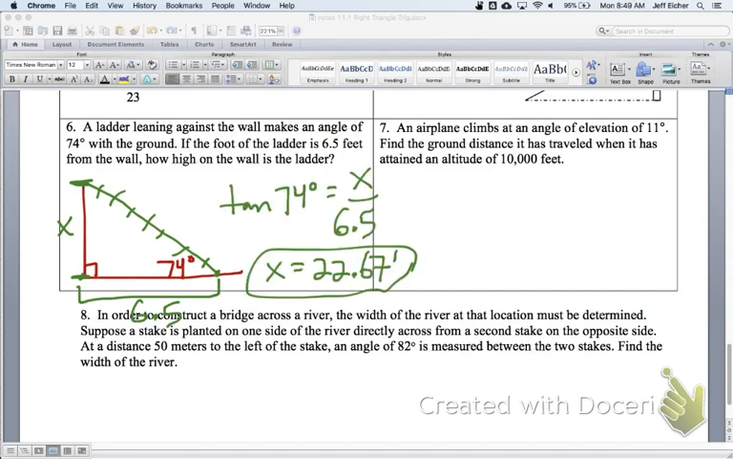I got 22.67 feet, so it's about 23 feet up on the wall. Number 7, see if you can draw the diagram for number 7. Pause, and when you come back, I'll have the diagram but not the answer yet.